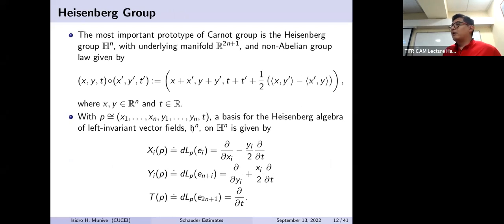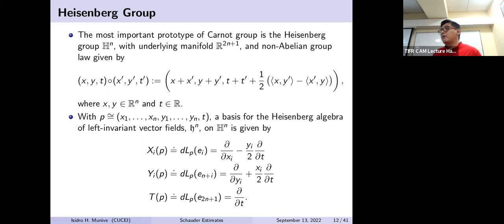So we come to our most important example. I just give this already in these exponential coordinates. So the Heisenberg group, the underlying manifold is R^(2n+1), and the group law is given by this. Okay.